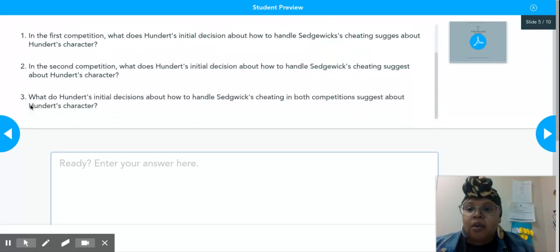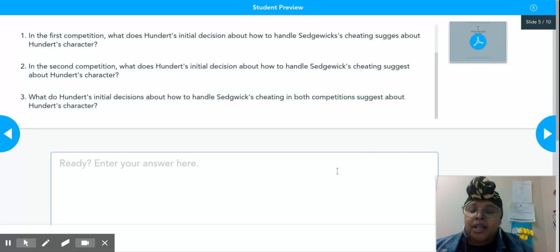And then the third question, what do Hunter's initial decisions about how to handle Cedric's cheating in both competitions suggest about Hunter's character? So all of these are about the character, how his character was in the first competition, his character in the second competition, and then you're going to look at them both together, like overall, what is Hunter's character like? And you will answer these questions again down here in the box. Make sure that you number each question.